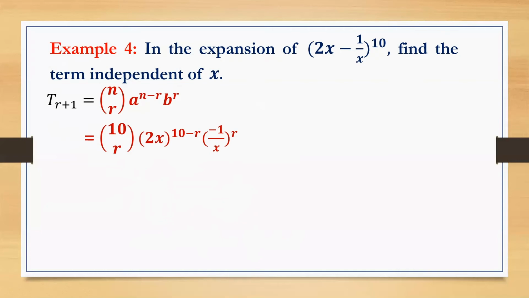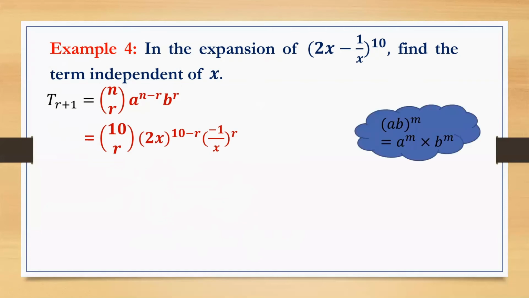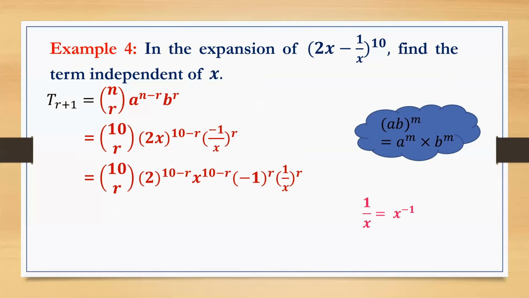So again, here I will use the laws of indices. (ab) to the power of m can be written as a to the power of m times b to the power of m. So here I will get 10Cr, 2 to the power of 10 minus r, x to the power of 10 minus r. Now, minus 1 over x can be written as minus 1 times 1 over x. So here I shall get minus 1 to the power of r, (1 over x) to the power of r. Now, 1 over x can also be written as x to the power of negative 1.